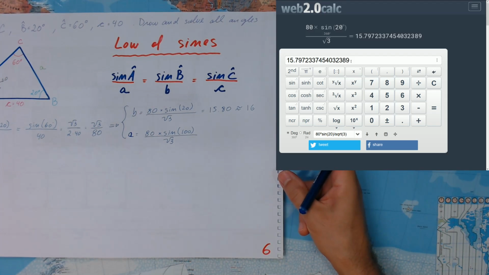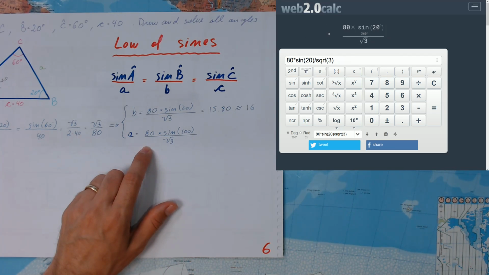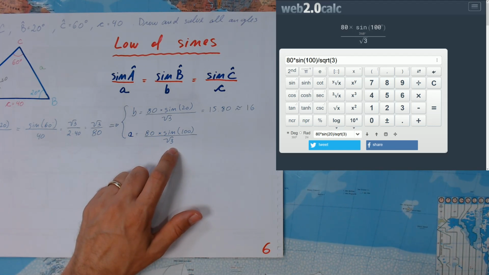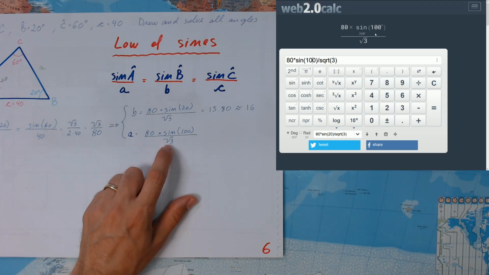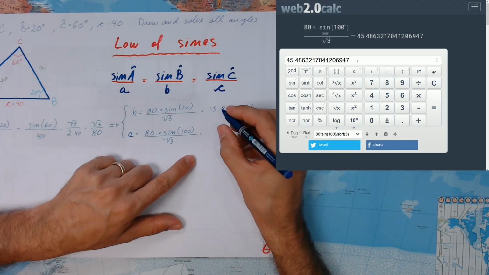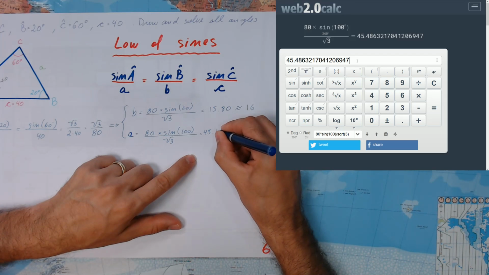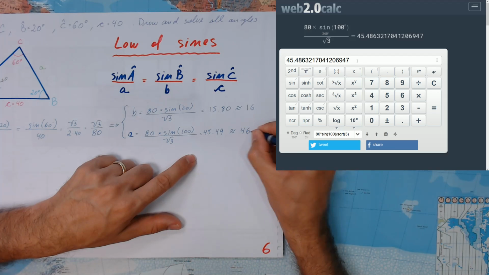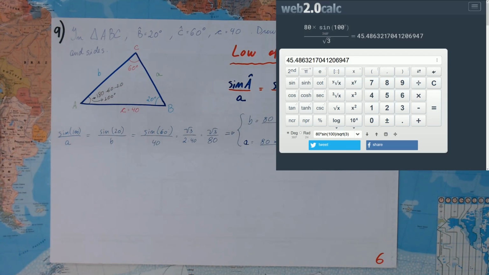Now it's easier. Now let's get a. You can just press in here. Look, it's very easy to work with this calculator. 80 sine of 100 divided by square root of 3. Good. And the answer is 45.49, which I'm going to make 46. So this is the answer.